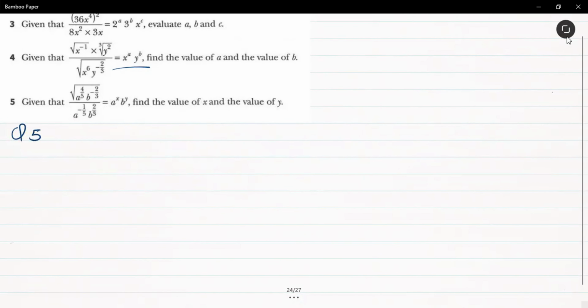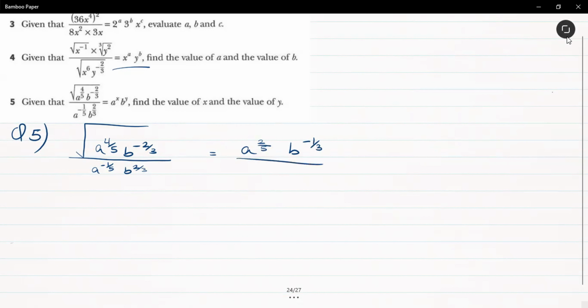Okay, so for question number 5, we have the question: under root, a to the power 4/5 multiplied by b to the power -2/3, and divide this by a to the power -1/5 multiplied by b to the power 2/3. Again, the first step is to simplify this. So a to the power 4/5 multiplied by 1/2 gives us a to the power 2/5. Okay, and then b to the power -2/3 multiplied by 1/2 gives us -1/3.